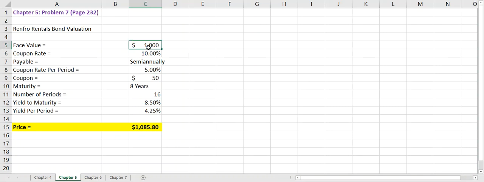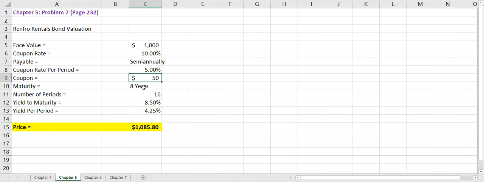I have a $1,000 face value bond. You all know what a bond is. It's a promise to pay in the future to an investor who's lent you the money. The coupon on this bond is 10% a year, but the bond is payable semi-annually. That means the interest rate or coupon rate per period is 5%. 2 payments a year, 5% equals 10. So that means every 6 months you get 5% of $1,000 or $50.